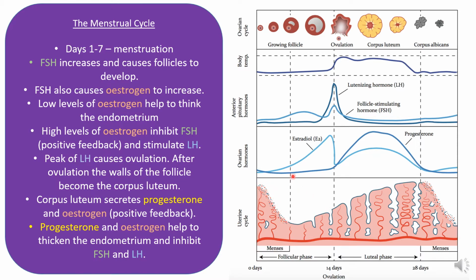This section here is showing you the follicle or the egg. This is the egg here. The follicle is what you find inside the ovary, and you've got the egg inside that follicle. So the follicle contains the egg. The egg is then released from the follicle.